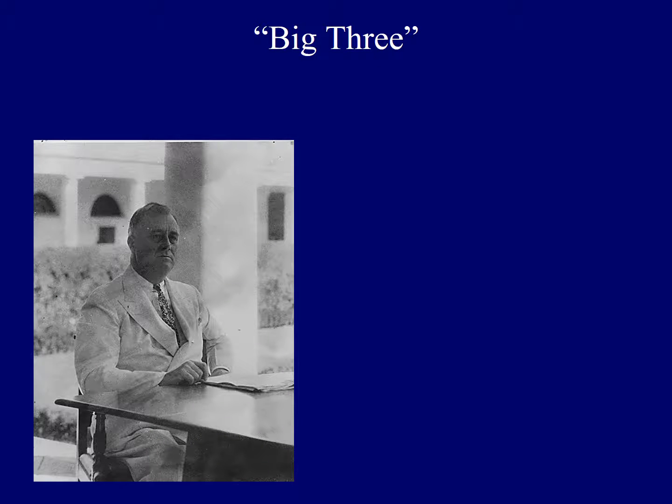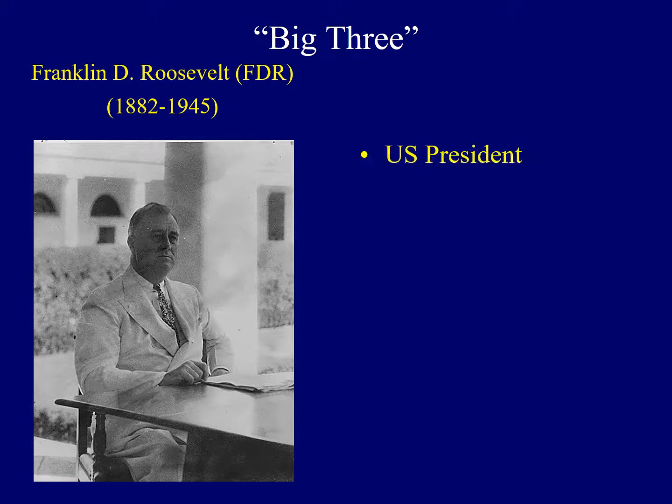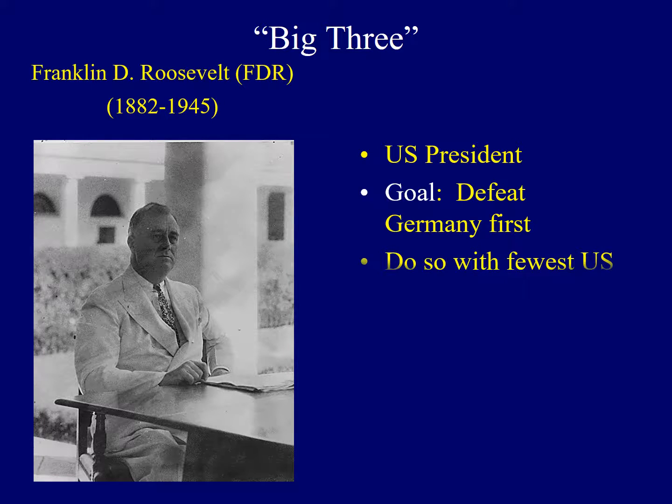The last member of the Big Three is shown here, Franklin Delano Roosevelt. He was the President of the United States. His goal was to defeat Germany first. Even though the Japanese attack on Pearl Harbor had brought the U.S. into the war, Germany was seen as a greater threat to the United States, so he wanted to defeat the Germans first with the fewest number of American casualties.